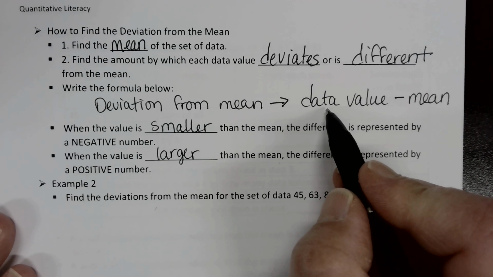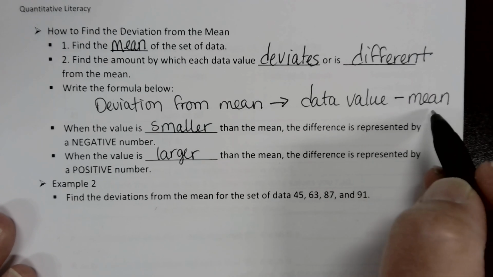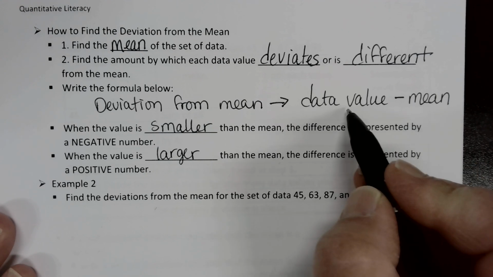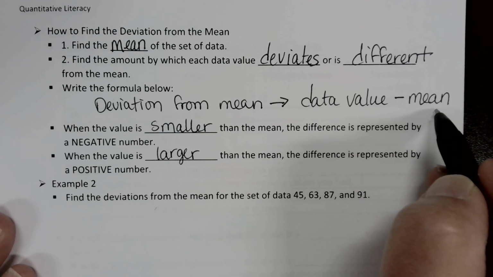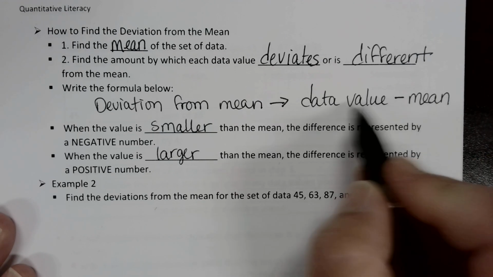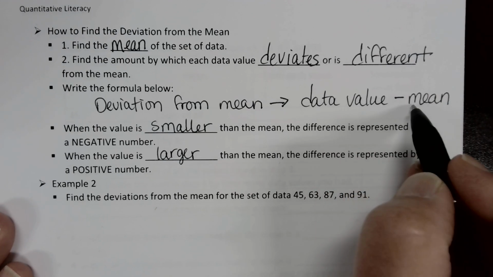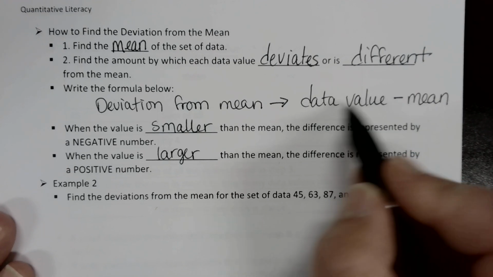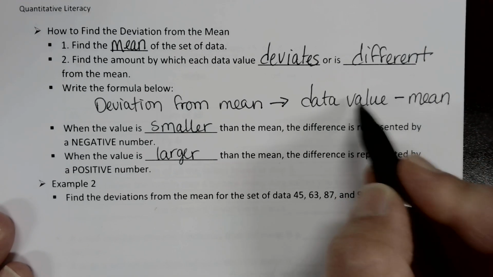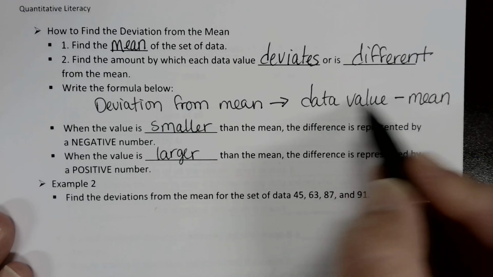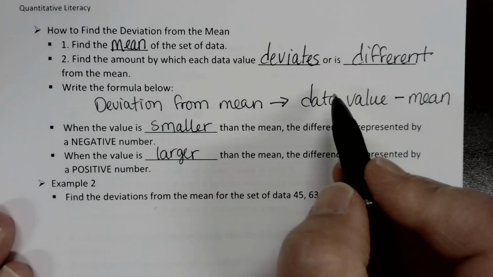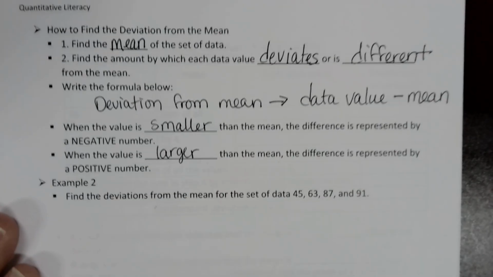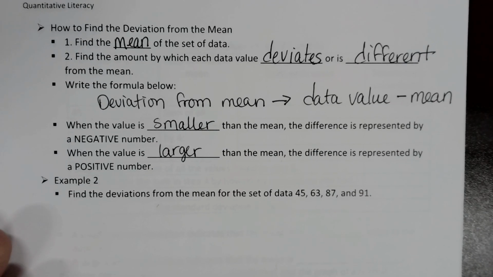So if this is 5 and the mean was 10, 5 minus 10 is negative 5. So if the data value is smaller than the mean, you're going to wind up with a negative number. If the data value is 15 and the mean was 10, 15 minus 10 is positive 5. So if the data value is larger than the mean, you're going to get a positive number.